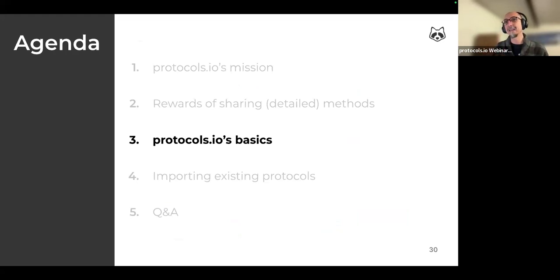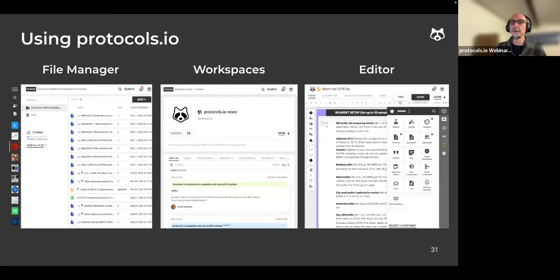Now, let me give you a taste of how the platform looks like and how its different functionality allows you to do everything that I've told you. Organize and preserve your work, collaborate, save time, increase your reproducibility, impact, and credit. So the platform has 3 main sections: the workspaces, the file manager, and the editor. And I will explain in the next few slides how they relate to each other by using a simple cartoon.